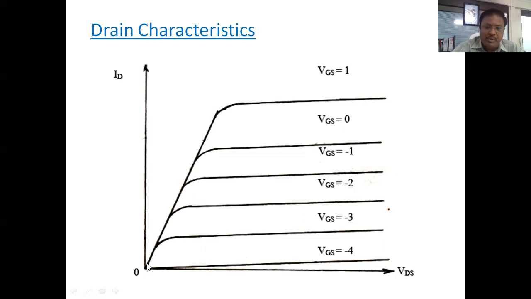This region is called the ohmic region. And the region where the current is zero is called the cutoff region. Right? So in this particular case, as VGS equal to zero, you will get the maximum current.